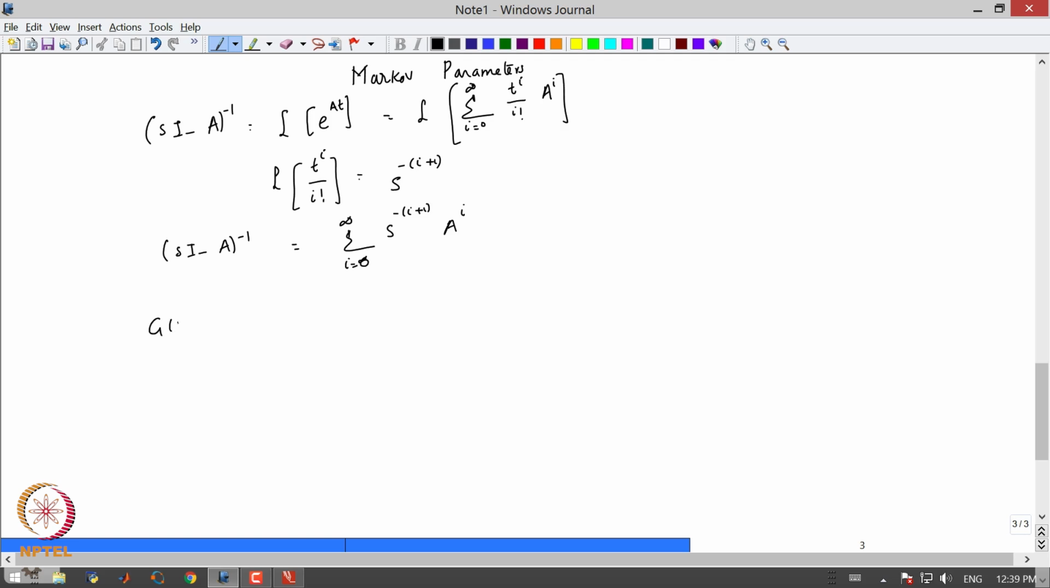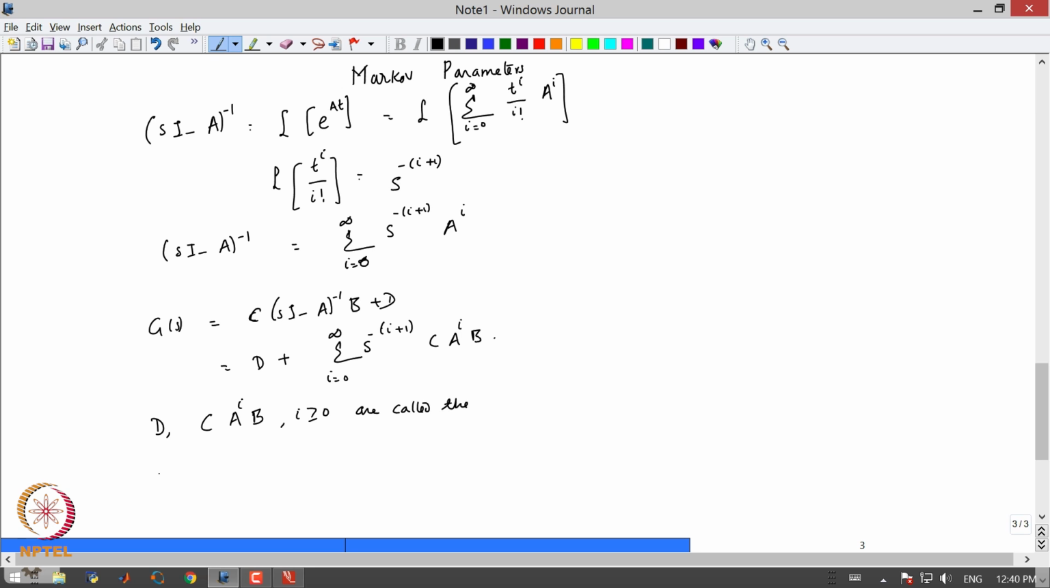And therefore, the transfer function G(s), which was usually computed in the following form, C (sI minus A) inverse B plus D. Then I just substitute for (sI minus A) inverse, and I get D plus the summation over i equal to 0 till infinity of s to the power minus (i plus 1) times C A to the power i B. So, these two matrices, D and C A^i B for i greater than or equal to 0, are called the Markov parameters.